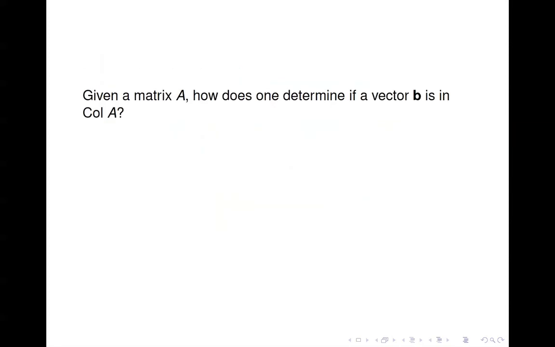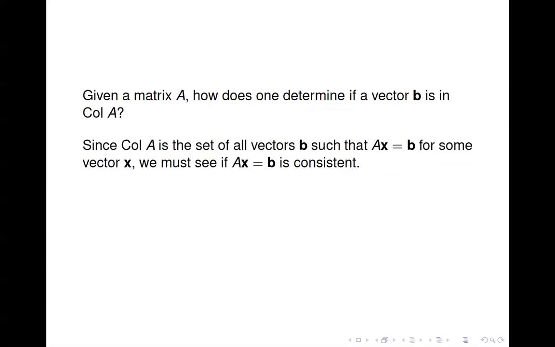Alright, what if we have a matrix A and another vector, and we want to know if that vector is in the column space of the matrix? So again, look at the definition. B is in the column space of A if AX equals B is consistent. So we need to solve a system to determine if B is in the column space of A. And again, the column space of A is going to be a subset of Rm, because we're taking linear combinations of vectors with m components, and so we get another vector with m components.